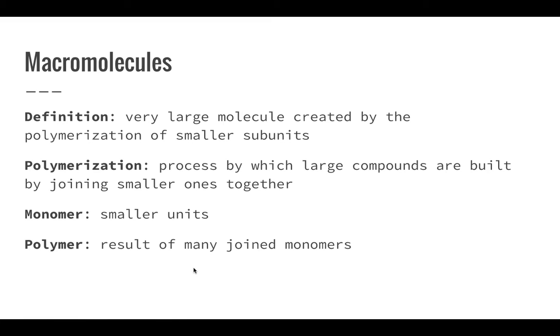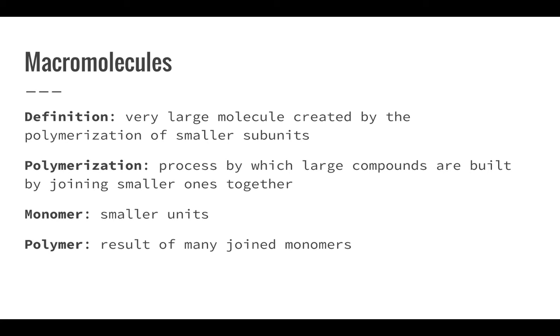So we move on from carbon to macromolecules. So the definition of a macromolecule is a large molecule that is created by polymerization of smaller subunits. So to understand that definition, you need to understand the word polymerization. Polymerization is the process by which you take small compounds and build them up into a large compound.